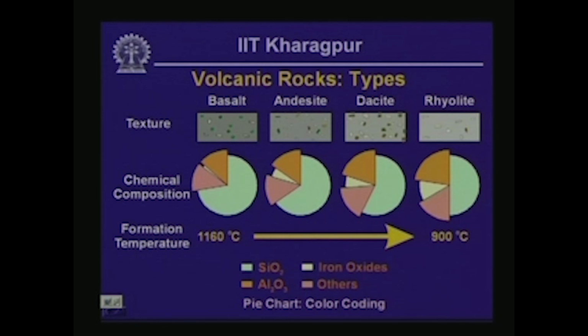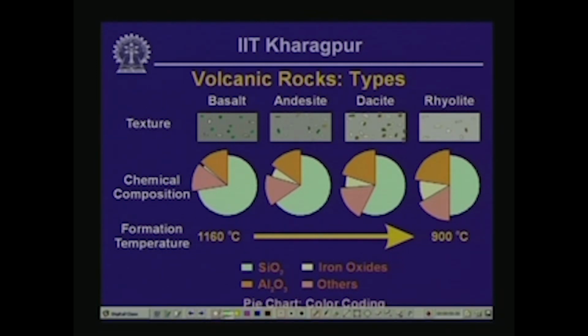Then we look at the chemical composition shown in the pie charts at the center of this particular cartoon, and you can see that silica is by far the largest percentage, as you would expect.